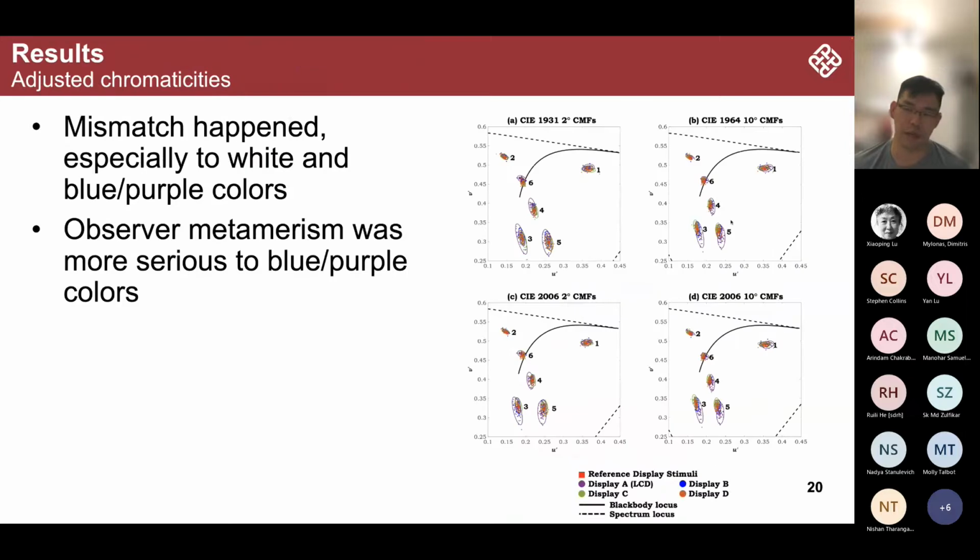And then we look at the results. I'm only showing the result for the larger field of view. Each of these figures shows the results we calculated using these 4 standard CIE color matching functions.